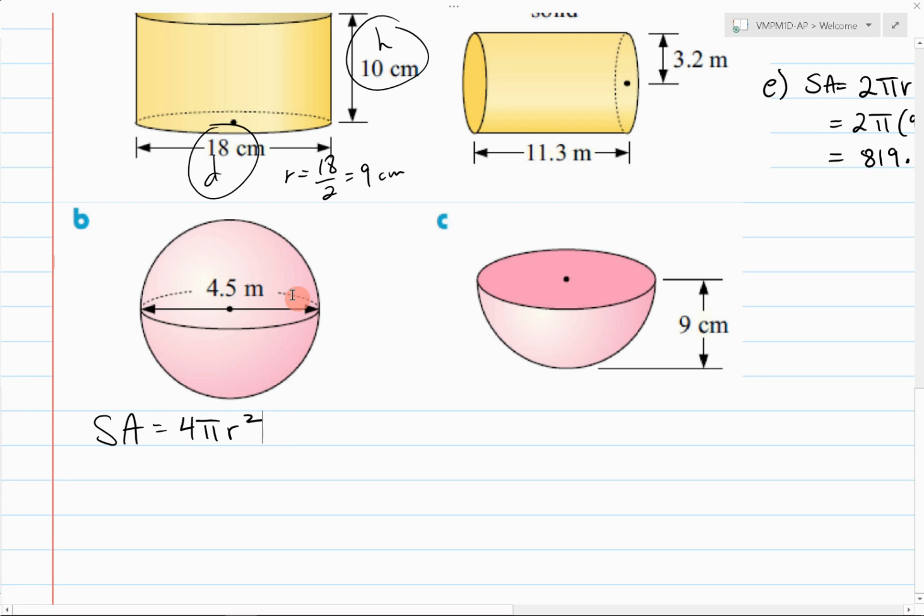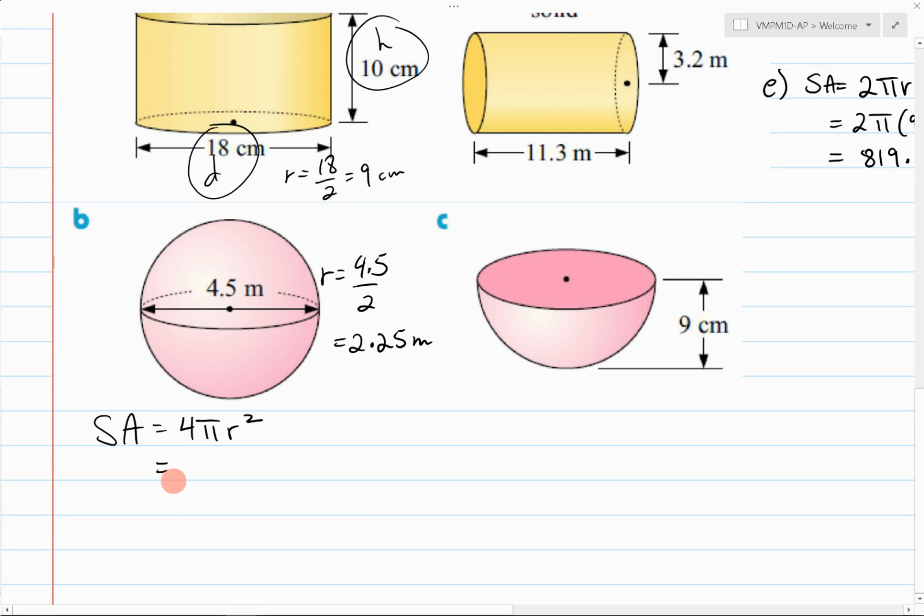Now, for the sphere that you're given, you have to make sure you find the radius. So if I'm given a sphere, and this length here is 4.5, this is the actual diameter. So if you look at the sphere, if you cut it in half, you have a circle here. And if you remember, a diameter is the entire length from one side to the other side of my circle. So if I was just interested in the radius, I have to take half of 4.5. So the radius is 4.5 divided by 2, which is 2.25 meters.